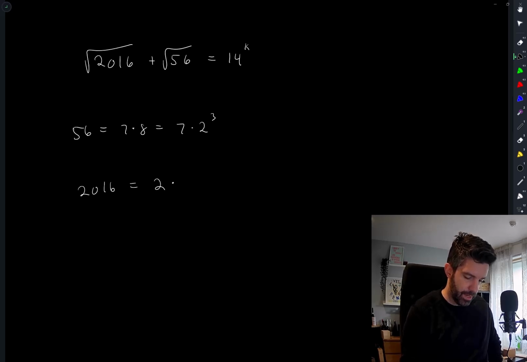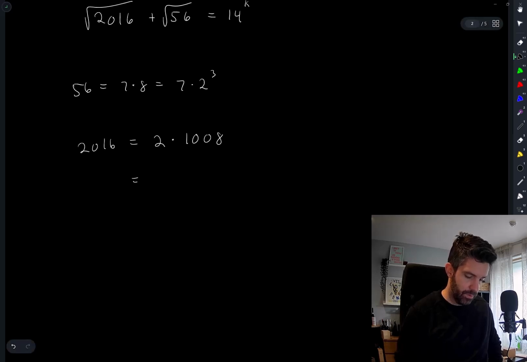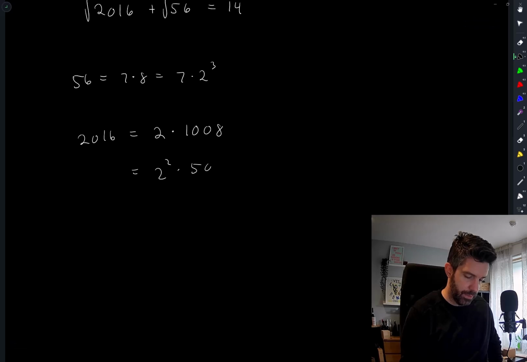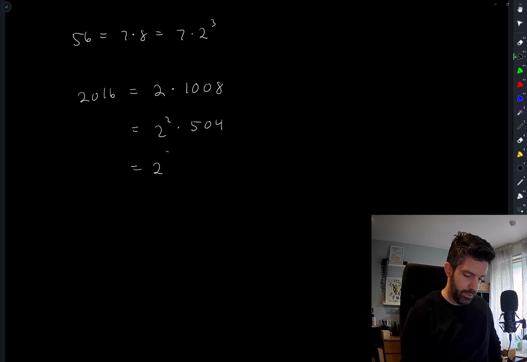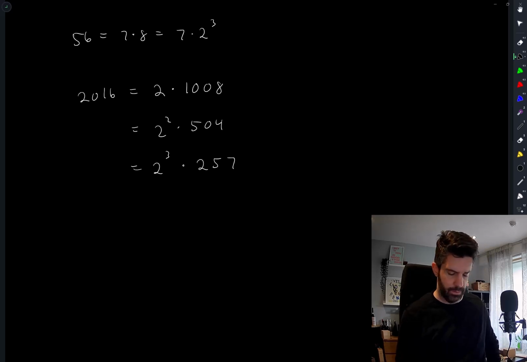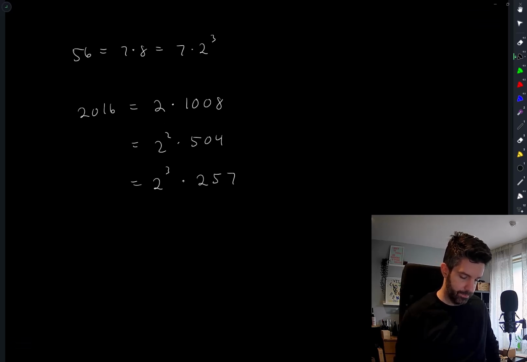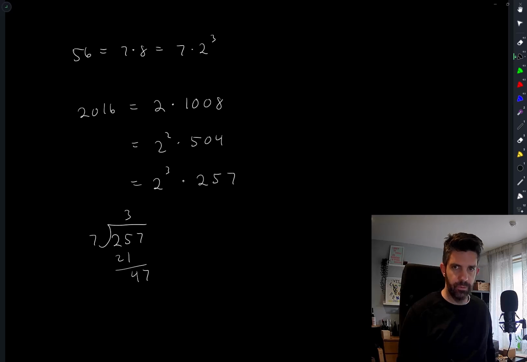2016 is 2 times 1008, which is equal to 2 squared times 504, which is equal to 2 cubed times 257. I wonder if that's divisible by 7. No. So this thing, if I square it, I'm not going to get an integer.